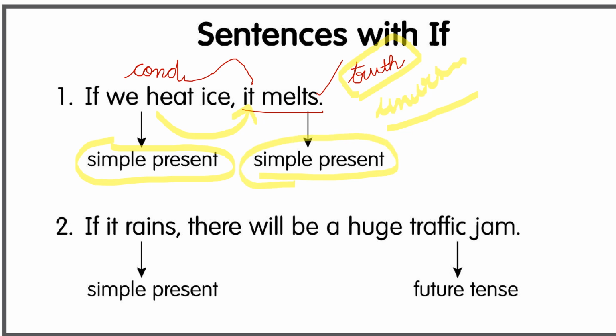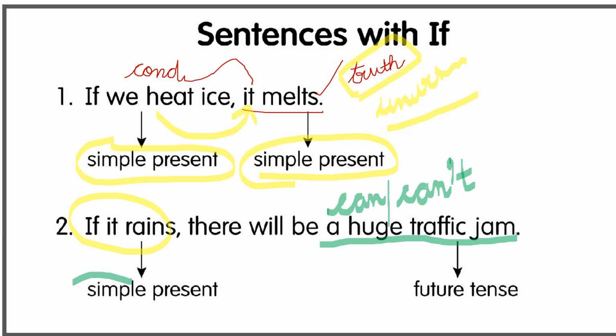Next, if it rains, there will be a huge traffic jam. Now, if it rains, this is also a condition, right? But there will be a huge traffic jam. This is not 100% true. It may happen or it may not happen. It can happen or it cannot happen. There is no 100% surety that this is going to happen for sure.